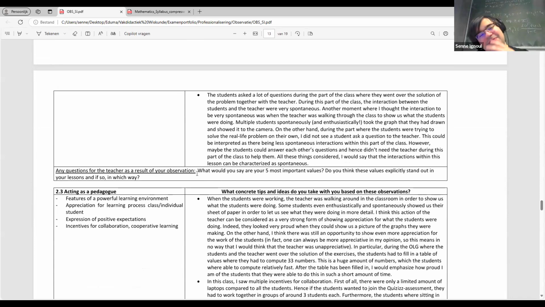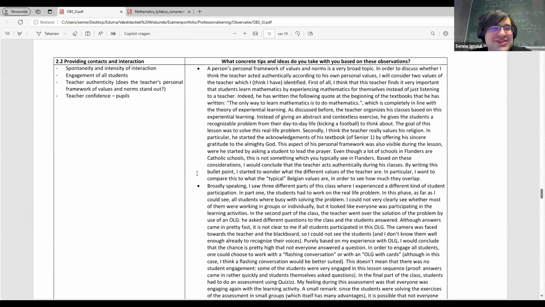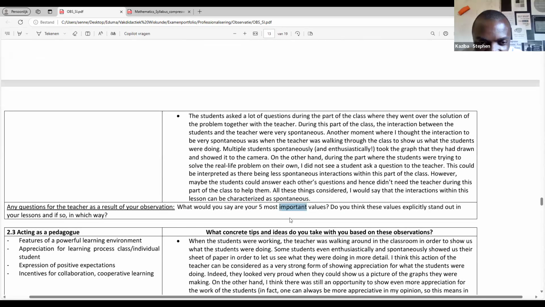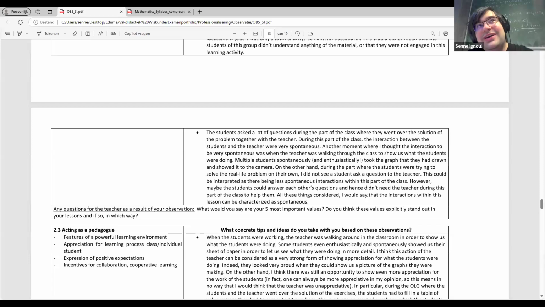Now, a very broad question: what would you say are your five most important values? It's very broad, I know, but I just want to see whether it's different from what I would expect in Belgium, for example. And how do you implement these values in your class?